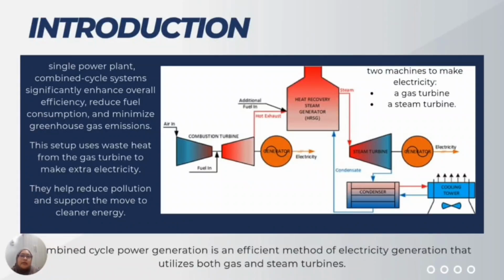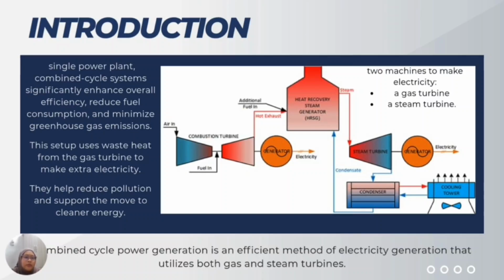So, what is combined cycle power generation? It is a method of generating electricity by combining two different power cycles in one system. First, the gas turbine cycle. Second, the steam turbine cycle. In a normal power plant, a gas turbine burns fuel like natural gas to produce electricity. But this process also produces a lot of exhaust gas, which usually goes to waste.